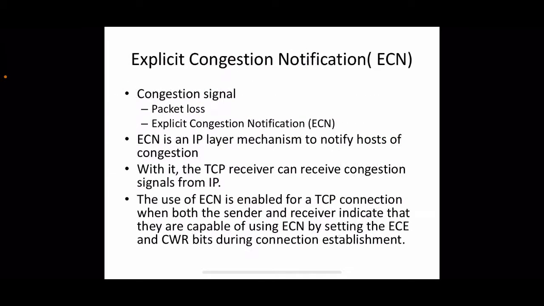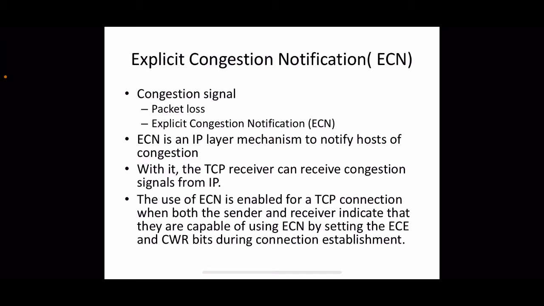So first let us see what is actually ECN, then we will move on to those 2 flags. So usually the congestion signal is a packet loss. Whenever the sender finds a packet loss, that is a signal for congestion. I have to reduce my transmission rate, otherwise my further packets may also get lost due to congestion in the network. The second method is explicit congestion notification. ECN is actually an IP layer mechanism. It's not provided by the transport layer, but by the IP layer.